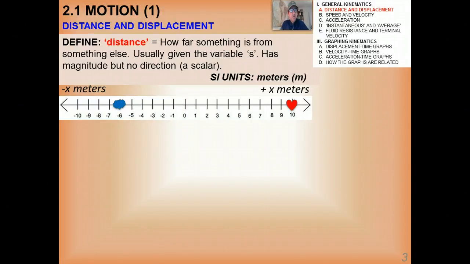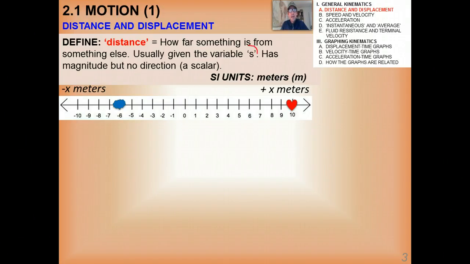All right, so I'm going to make a couple of very fine distinctions between some terms that you may have heard, or may not have heard. These definitions I come up with are very specific. For example, there's a big difference between distance and displacement, and I'm going to explain it to you right now. Okay? So distance is simply how far something is from something else.